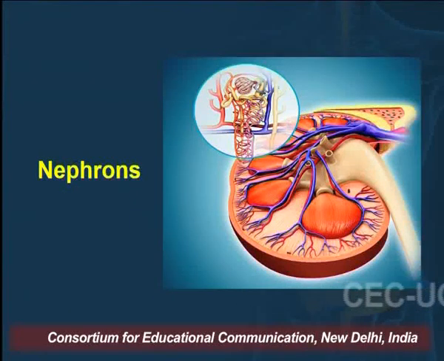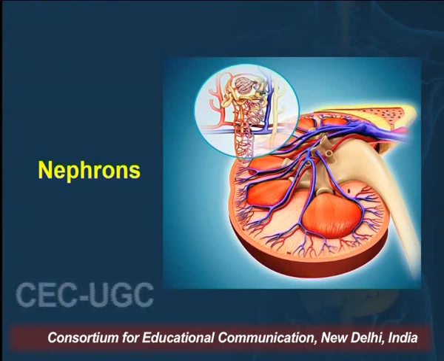Now learn about nephrons, which are the working unit of the kidney. Nephrons are the functional unit of a kidney. Each nephron has 2 parts, the glomerulus and the renal tubule. Glomerulus consists of a bunch of capillaries formed by afferent arterioles. Blood from the glomerulus is carried away by efferent arterioles.